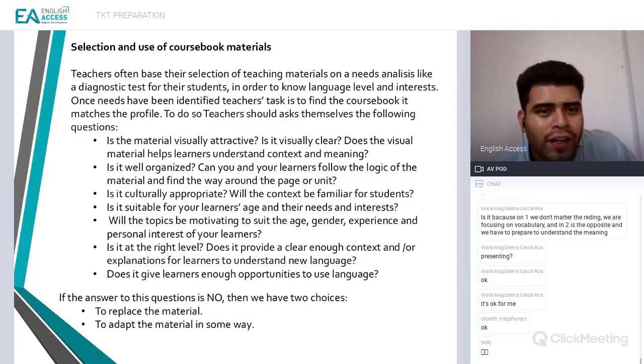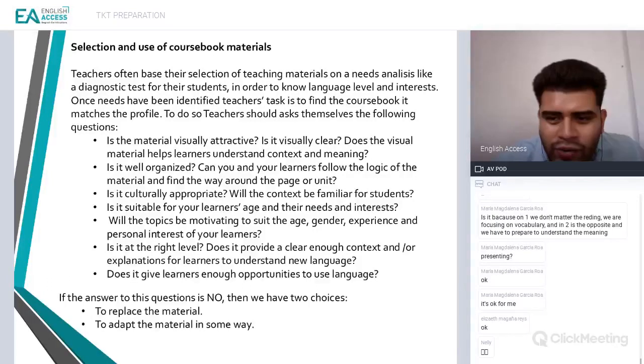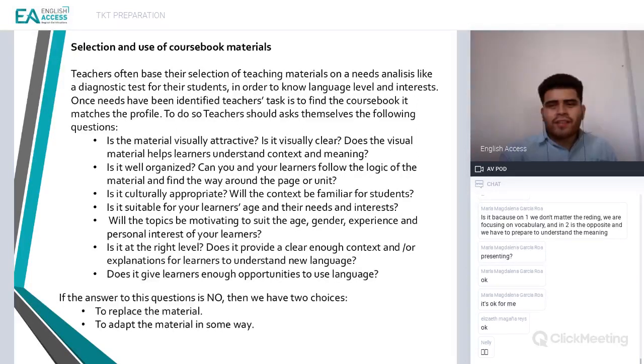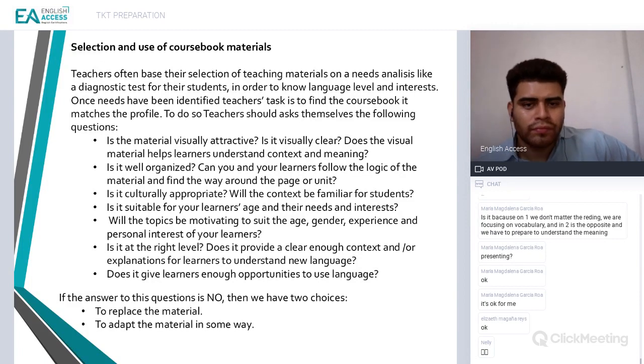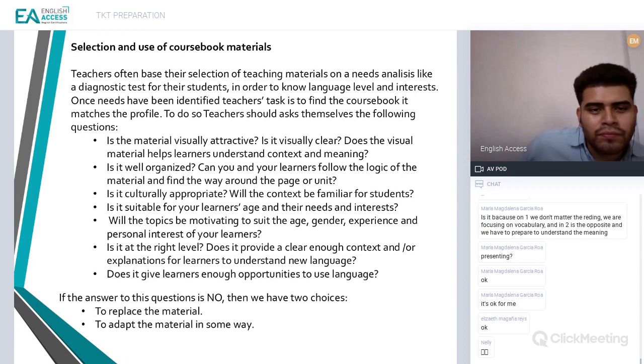Very good. So we can do this quickly. Selection and use of course book materials. All right. Elizabeth, could you read this to us, please? Can you hear me? Yeah, we can hear you. Okay, selection and use of coursebook materials.